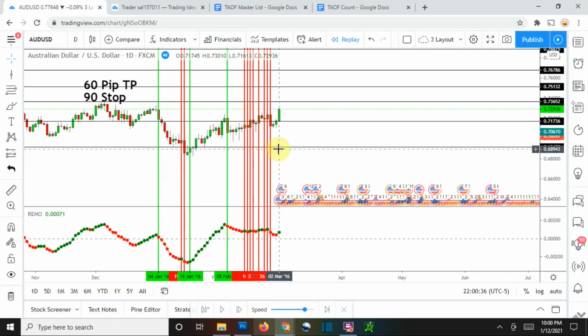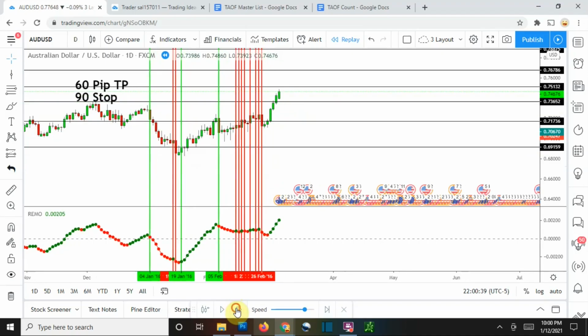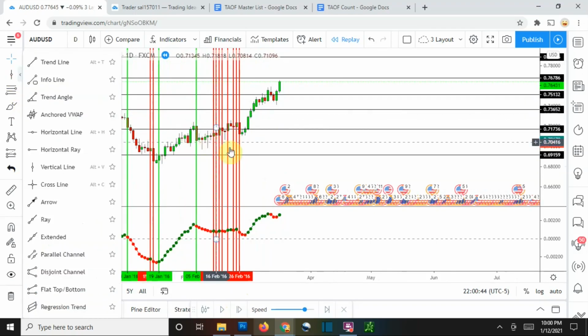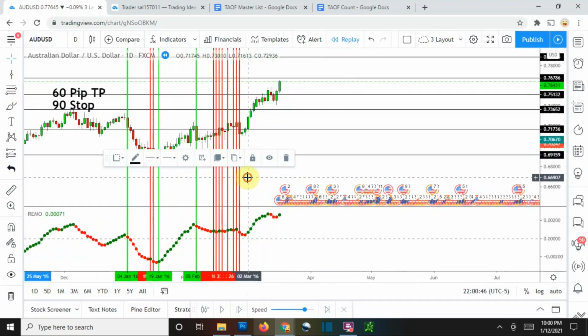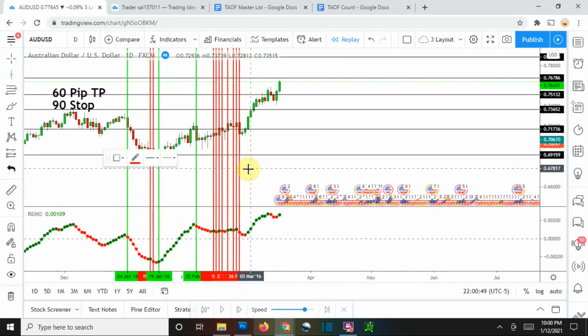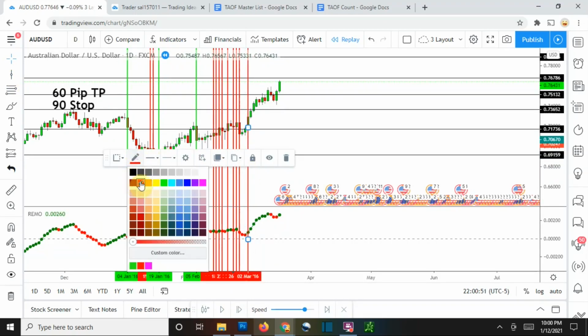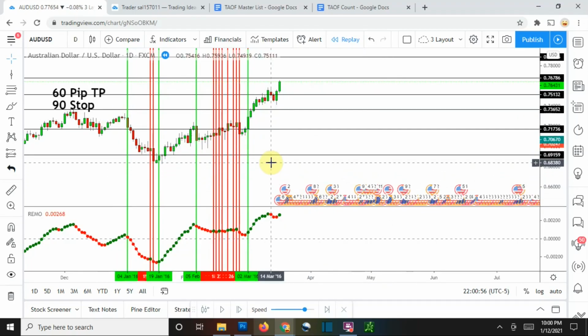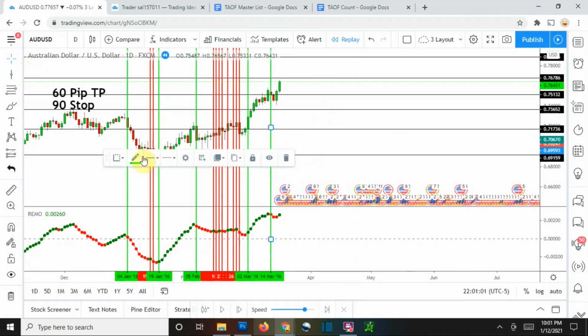See right there. Then we finally get ourselves into a long trade right here, and that one takes off in our favor. Pick up a short over here. Let's see. Don't think we, yeah, we got to take profit on that one as well.